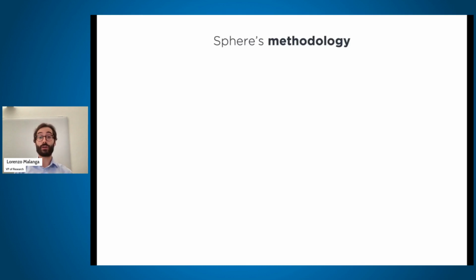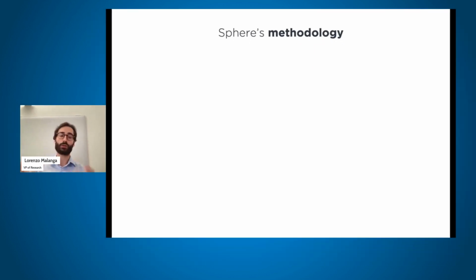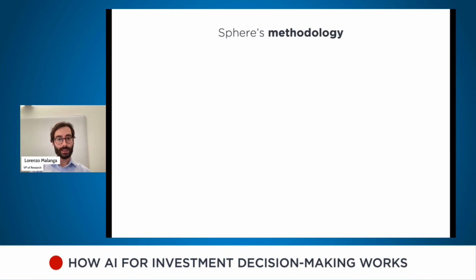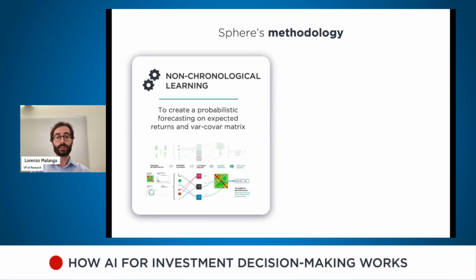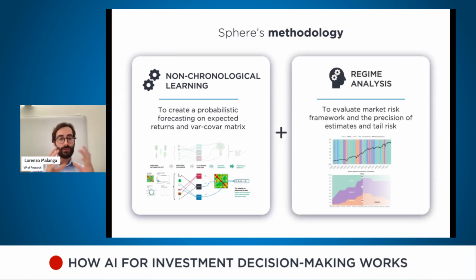Cool. Let's speak a little bit more about the engine then. Sphere's methodology relies on two big building blocks, two pillars. The first one being the non-chronological learning module, and the second one being the regime analysis module. They work in resonance, of course. The first one tries to capture the slow-moving part of the market: how risk premia evolve over time, how fundamental data shapes future returns, and so on and so forth.